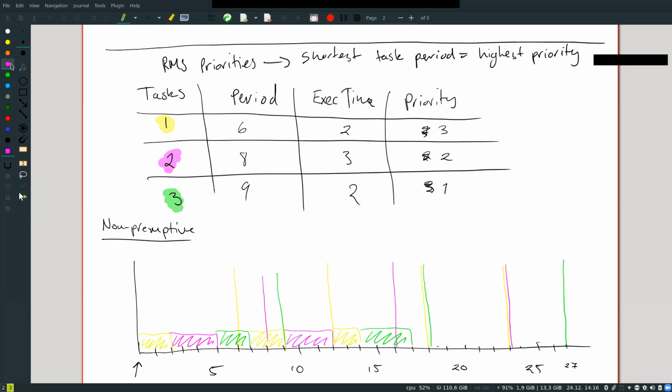Then task 2 will be ready, and it will run, then task 1, then we'll have task 3, task 1, etc., etc. So that's how we would manually draw out the scheduling of this system.